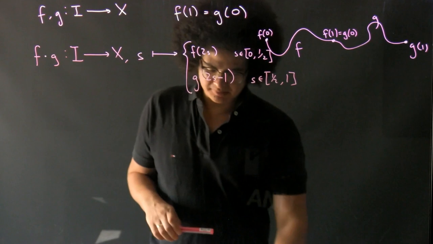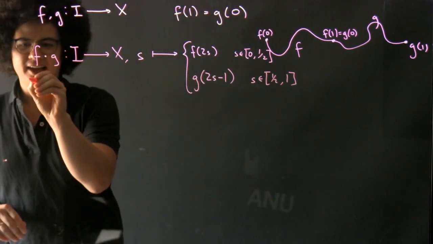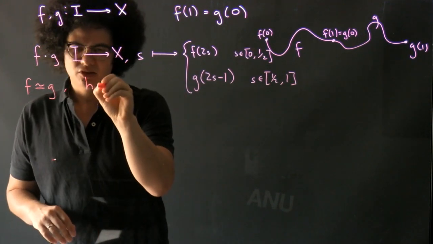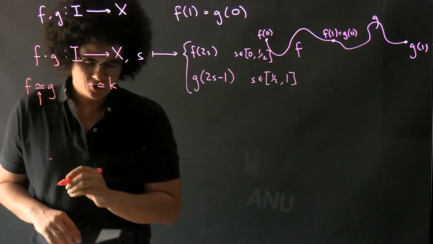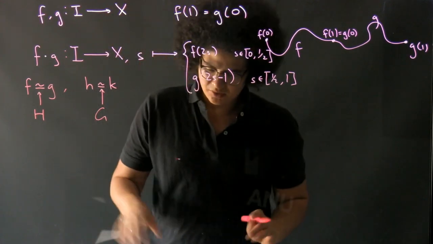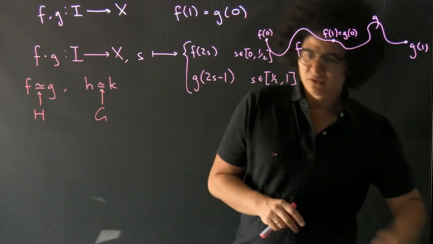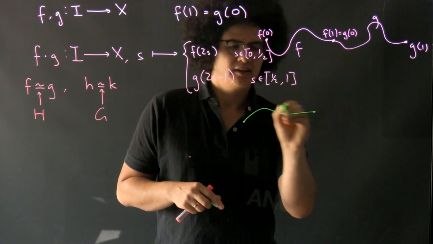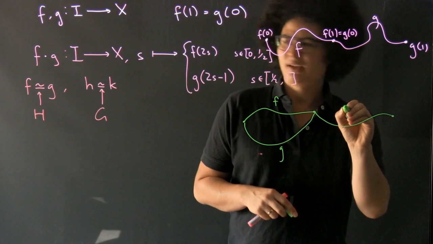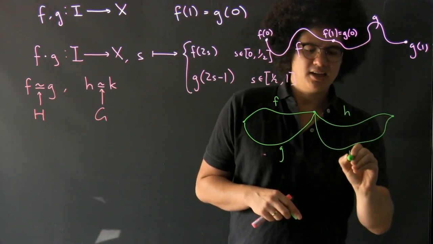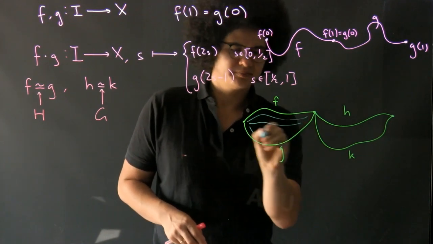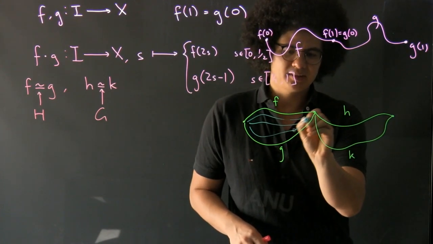Now, an important thing about composition is that it's preserved by homotopy. That is, if I have f homotopic to g, and h homotopic to k, and we'll choose some homotopies here, it doesn't really matter what the homotopies are, just that there exist homotopies. I'm going to draw our paths, so let's say that this is f, and this is g, and we'll say that this is h, and that this is k. So first we have a homotopy that takes us from f to g, and then we have a homotopy that takes us from h to k.